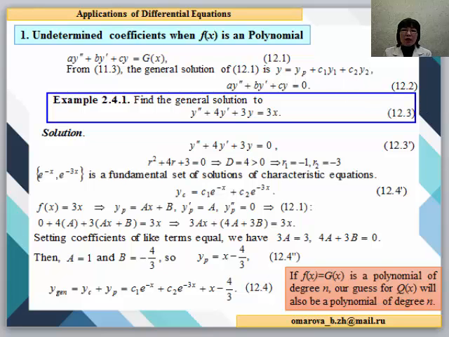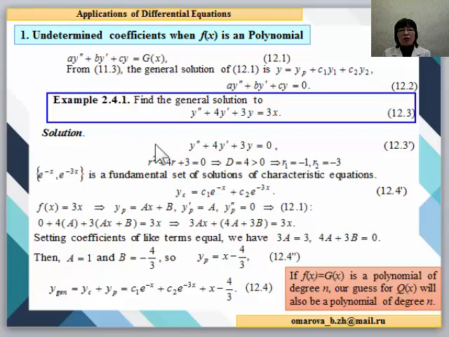In the last lecture 10, we showed how to find the fundamental set of solutions to the complementary equation 12.2. In this lecture, we will show how to find the particular solution of the given equation 12.1. The procedure that we will use is called the method of undetermined coefficients. Let's consider the first example. We must find the general solution of the equation 12.3.